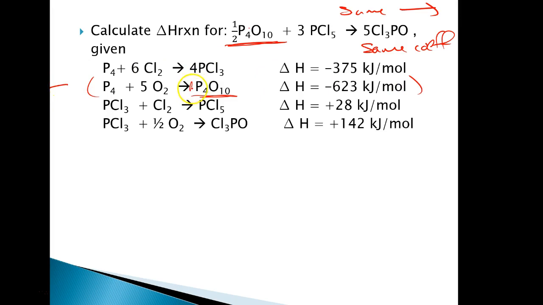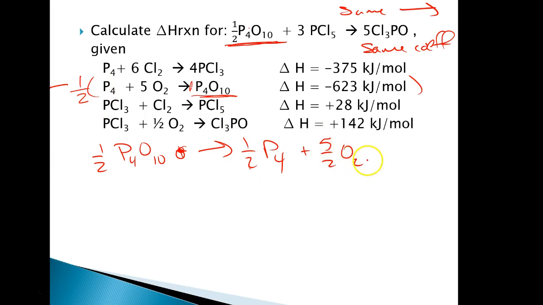But then I need to make this coefficient, which is 1, into 1/2. Negative 1/2 times 1 is 1/2. Well, the negative reverses the reaction. So I'm going to rewrite this reaction. 1/2 P4O10 arrow 1/2 P4. Remember, it multiplies the coefficients, not the subscripts. Plus 5/2 oxygen, and it's now -1/2 times -623. Okay, and I'm going to cross it off because I've done something with it.